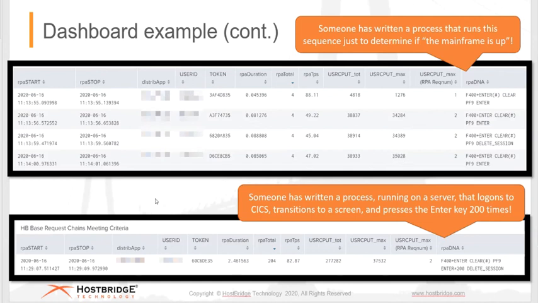The bottom one I included in the presentation just to let you know that there are obviously things that happen that none of us can imagine why they would happen. And here's a good example. Someone has written a process that runs on a server. And what this process does is it logs on to CICS, it transitions through a couple of screens, and then it proceeds to press the enter key 200 times. And then it terminates the session. So on this screen where you see down here where it says enter *200, that's our symbology in our DNA presentation, so you know what they've done.